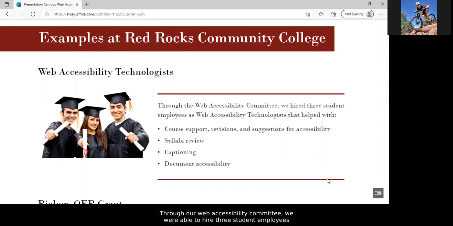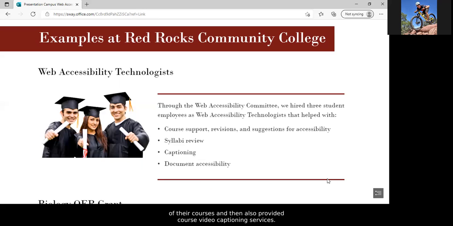Through our Web Accessibility Committee, we were able to hire three student employees as Web Accessibility Technologists. These student employees were hired, trained, and worked remotely during the fall 2020 and spring 2021 semesters. During their work, they helped with course support. They provided course syllabi review and revisions for instructors, course accessibility reviews and revisions, course document accessibility reviews and revisions, suggestions to instructors for continually improving the accessibility of their courses, and also provided course video captioning services.